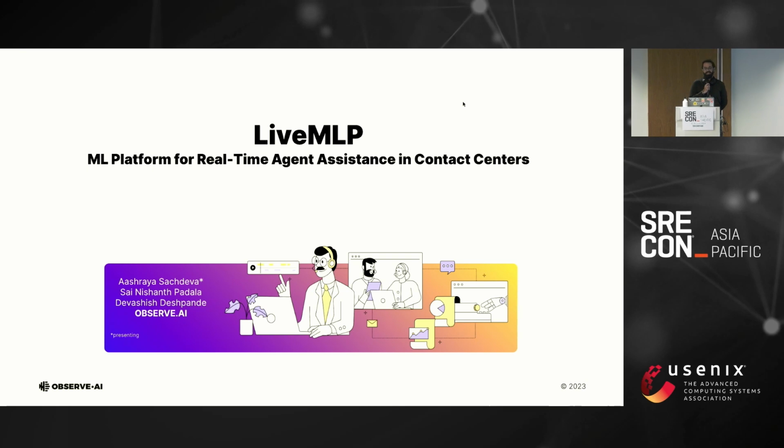I'll try to go over what use cases we are solving and how we are able to roll it out to our customers in a reliable fashion. And along the way, I'll try to introduce some of the patterns that we have discovered to make the system more reliable and scalable as we roll out to 10,000 plus concurrent calls in a single session.